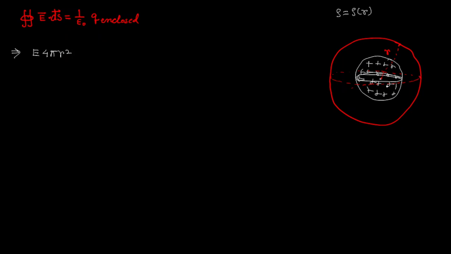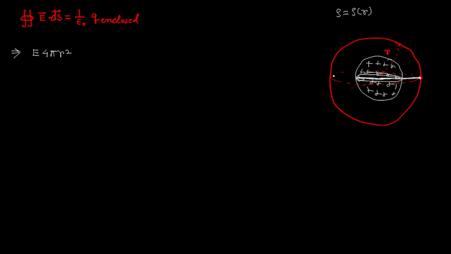So for that, let me consider one point on this Gaussian surface, let's say this point. I want to see what the electric field will be at this point because of this spherically symmetric charge distribution. So we can simply join this point with the center of the given sphere, and then I am extending this line this way.